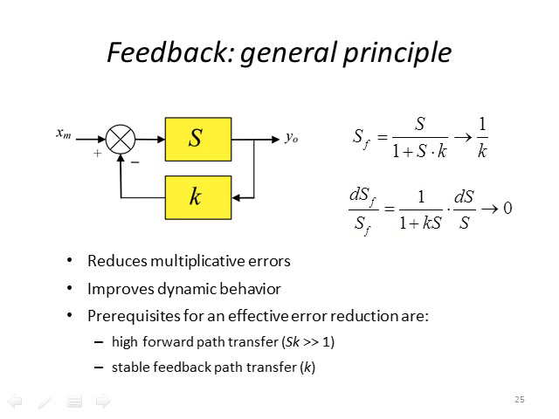Now, prerequisites for effective error reduction, two main points. You need a high forward path transfer, where this S times K is much greater than 1, and always you need a stable feedback path transfer. So remember that when we were working on the Laplace transform, you want in the real imaginary plane that we want our poles to be in a certain location to ensure that we have a stable operation in the time domain.